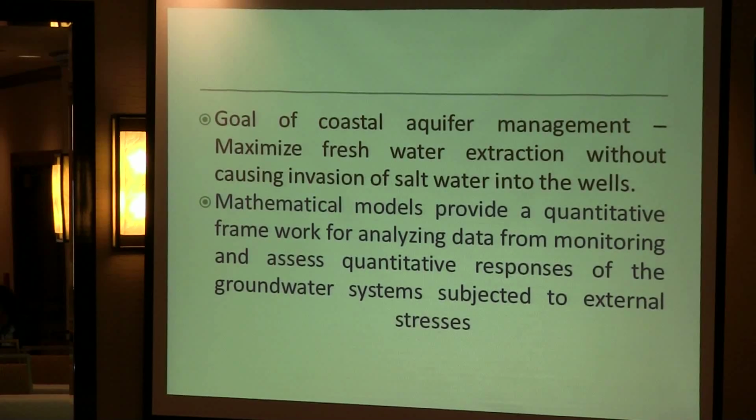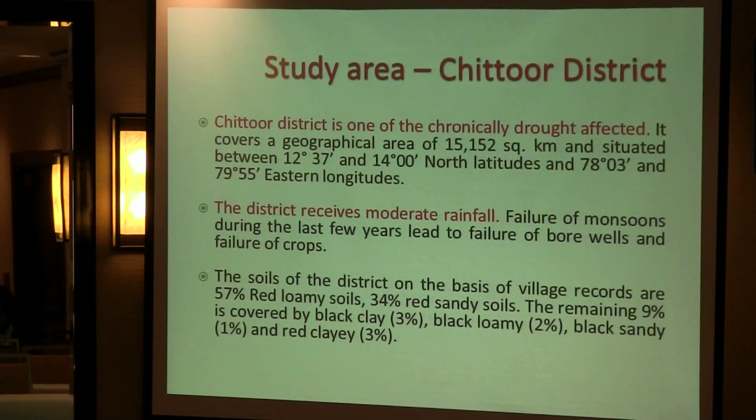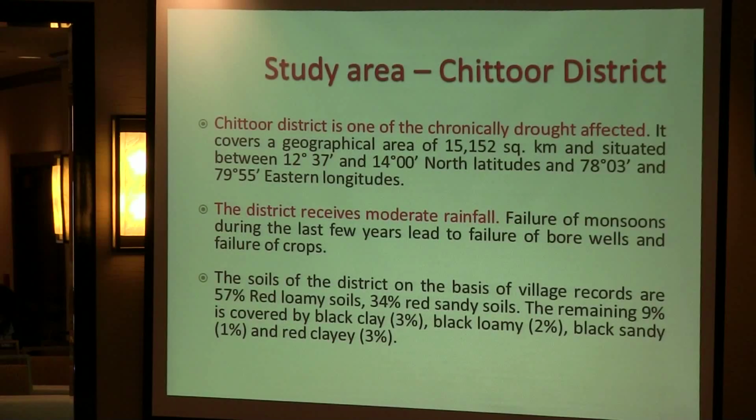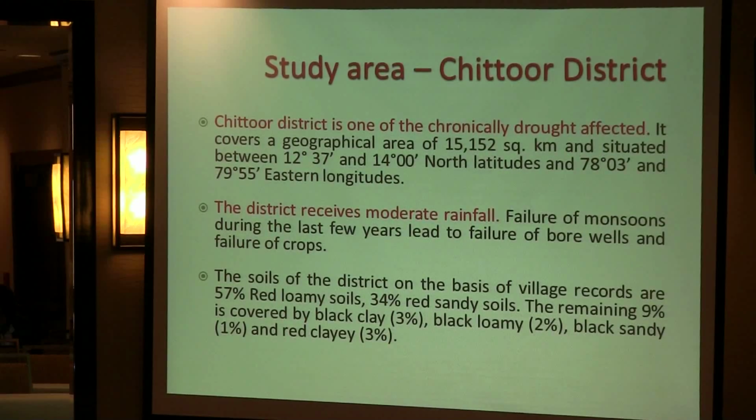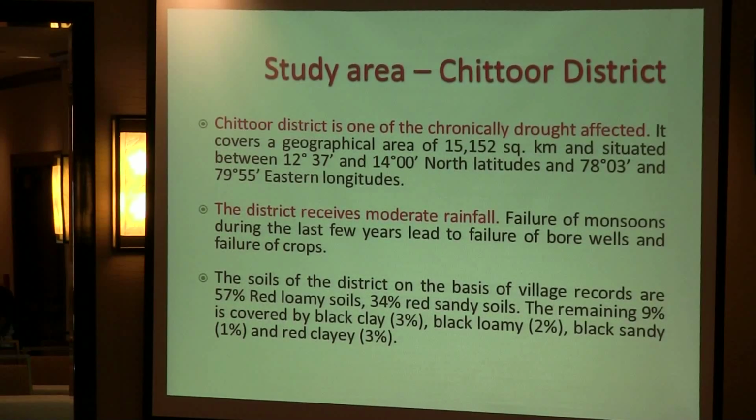I will be mostly discussing the work that we have carried out jointly. This is a joint paper with my colleague. Basically, I have taken a district. This is a drought-prone area in India, located between 12 degrees 37 minutes and 14 degrees north latitude and 78 degrees and 79 degrees 55 minutes east longitude. This district receives very moderate rainfall, and in most years the monsoons fail, and this has led to extensive usage of the groundwater.